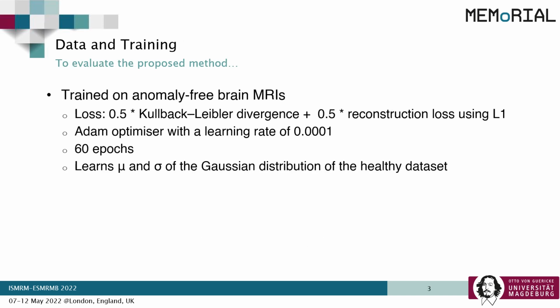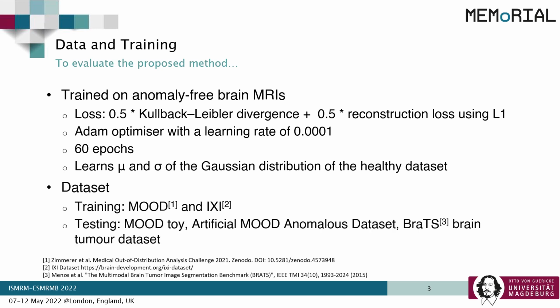The model was trained on anomaly-free brain MRIs by calculating the total loss, which was a combination of Kullback-Leibler divergence and the reconstruction loss using L1 loss, which was then optimized using the Adam optimizer with a learning rate of 0.0001 for 60 epochs. During training, the model attempts to learn the mean and standard deviation of the Gaussian distribution of the healthy dataset. For training, mood and ICSI datasets were used, while for testing, three different datasets were used: mood toy dataset, artificially creating an anomalous dataset using the mood dataset, and finally it was tested on a clinical dataset, the BraTS brain tumor dataset.